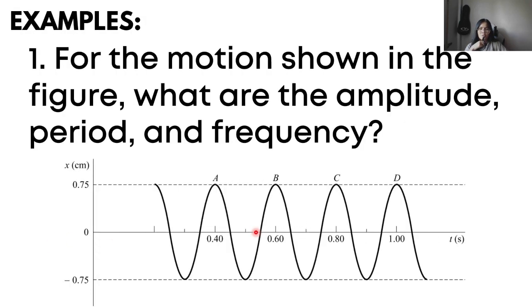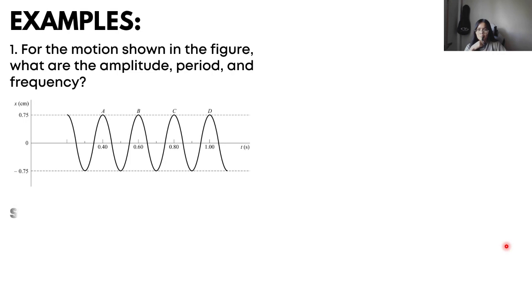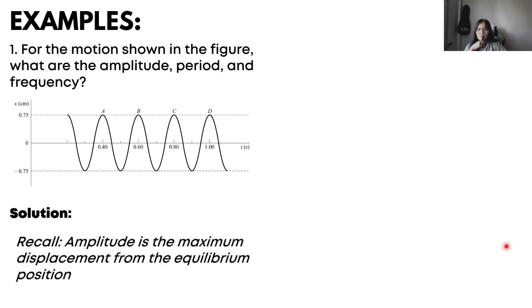So, first example natin, for the motion shown in the figure, what are the amplitude, period, and the frequency? So, mag-analyze lang tayo ng figure. So, solution natin, recall that amplitude is the maximum displacement from the equilibrium position. So, dito, equilibrium position natin, itong 0. Okay? Ano ba yung maximum? Di ba tumaas siya ng ganun? Ito na yung top niya. So, we have 0.75.